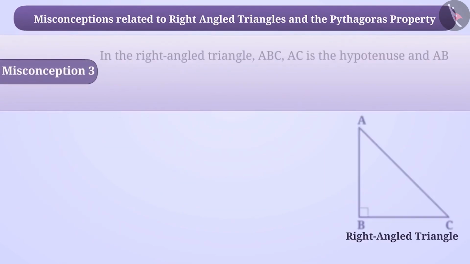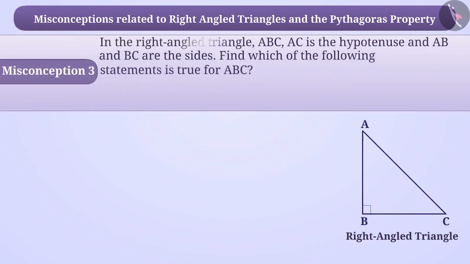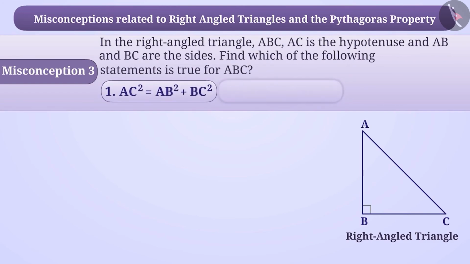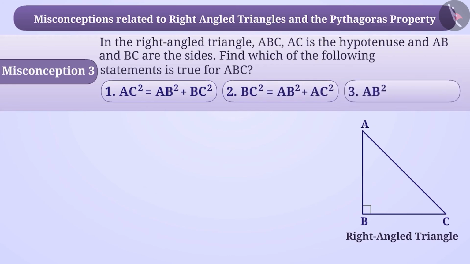Misconception 3. In the right-angle triangle, triangle ABC, AC is the hypotenuse and AB and BC are the sides. Find which of the following statements is true for triangle ABC. Statement 1. AC square is equal to AB square plus BC square. Statement 2. BC square is equal to AB square plus AC square. Statement 3. AB square is equal to AC square plus BC square.